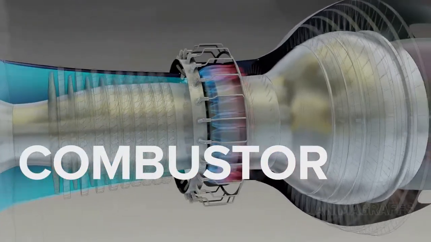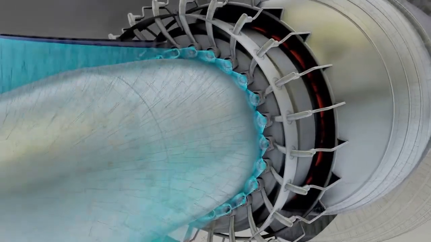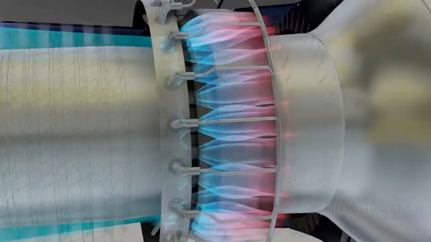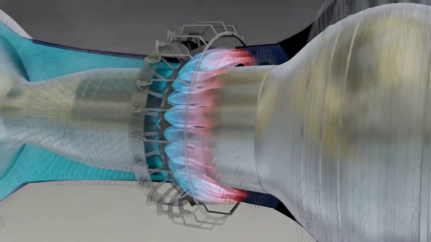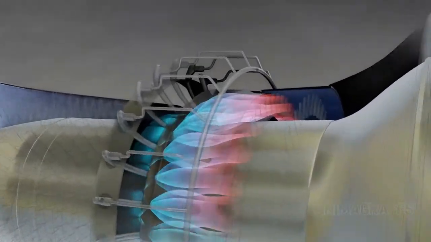The combustor. Air is mixed with fuel and ignited as it passes through the combustor, releasing a jet of super high-powered gas. The design shown here is an annular combustor, meaning ring-shaped. Compressed air enters the inlet nozzles.